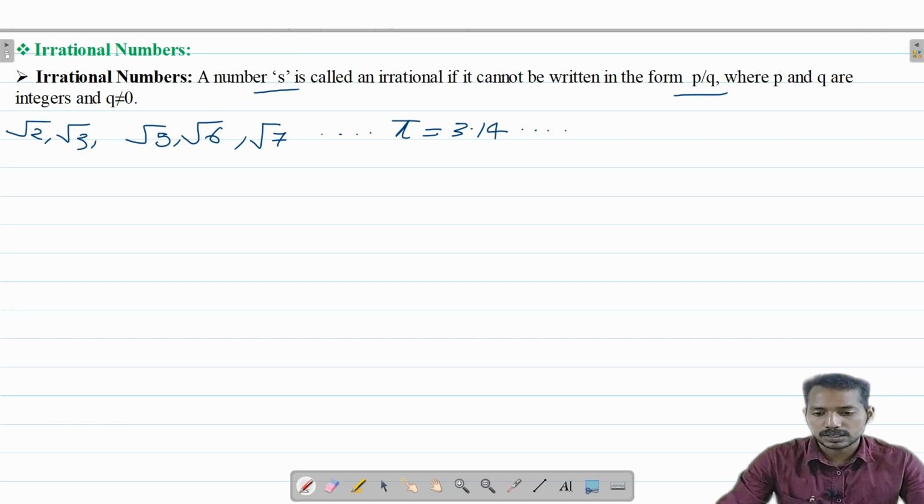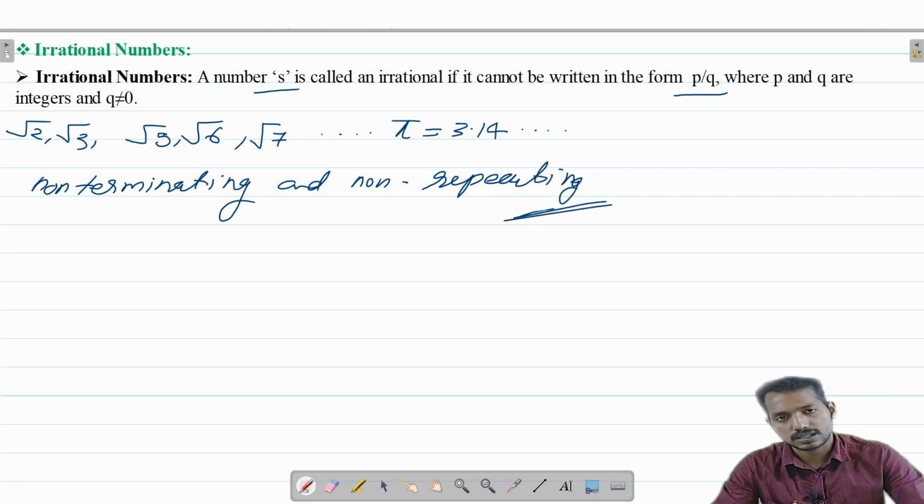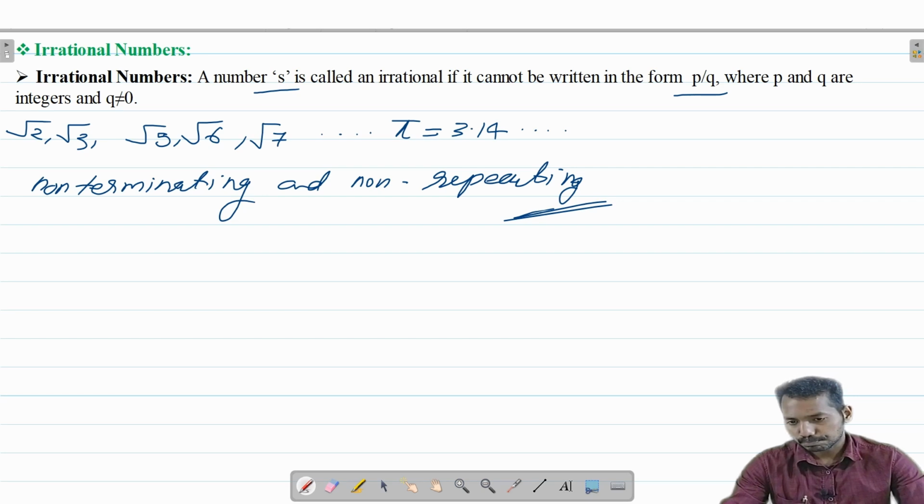It is non-terminating as well as non-repeating. So the decimal expansion of irrational numbers satisfies these conditions. We have already discussed this in class 9, so I am not going to discuss it in detail again.